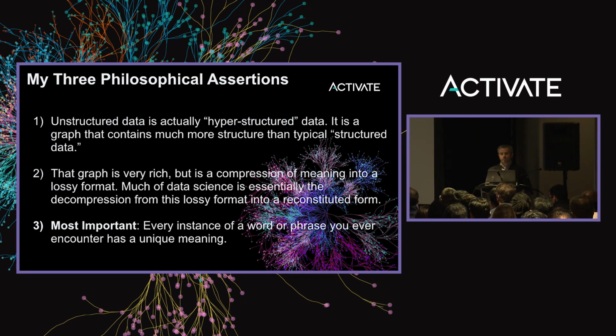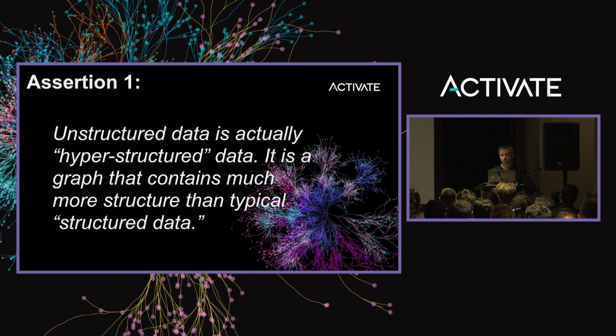And so the three philosophical assertions I want to start this talk out with are as follows. One, unstructured data is actually hyperstructured data. It is a graph that contains much more structure than typical structured data. Second, that graph is very rich, but is a compression of meaning into a lossy format. Much of data science is actually the decompression from this lossy format into a reconstituted form. I'm going to read that second one again because it's hard to grok. This hyperstructured data graph is a compression of meaning, taking the text and compressing its meaning into a lossy format. Much of data science is essentially the decompression from this lossy format into a reconstituted form. And the third assertion, and this is the most important one, is that every instance of a word or phrase you ever encounter has a unique meaning. I'm going to walk through why I'm stating this, and you'll see why it matters at the end. So first of all, unstructured data is actually hyperstructured data.